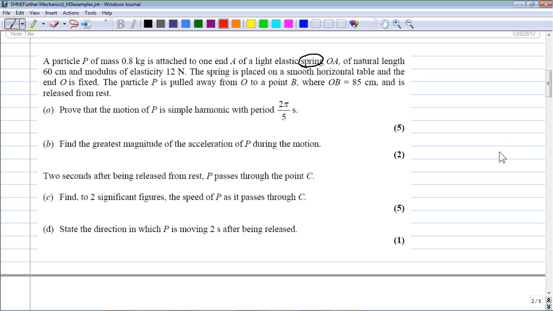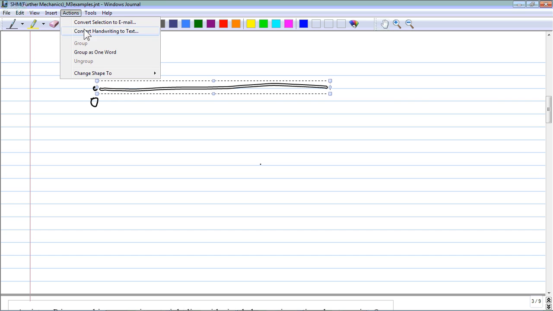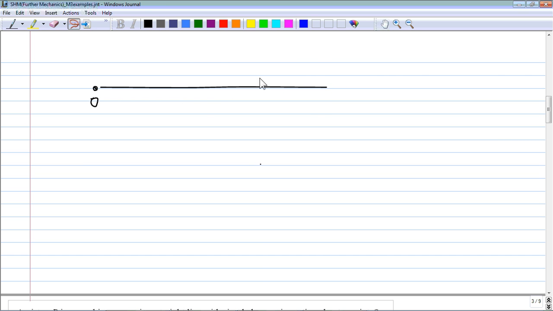So I'm going to use a little bit of space down here. So the spring is placed, OB is 85, released from rest. And we're going to prove that we've got SHM. So here we go. Let's draw O here. Let's draw a horizontal line. Okay, so let's say this is B, and we'll draw a certain position. I guess it's around here. This is 0.6 meters. This is 0.25 meters.